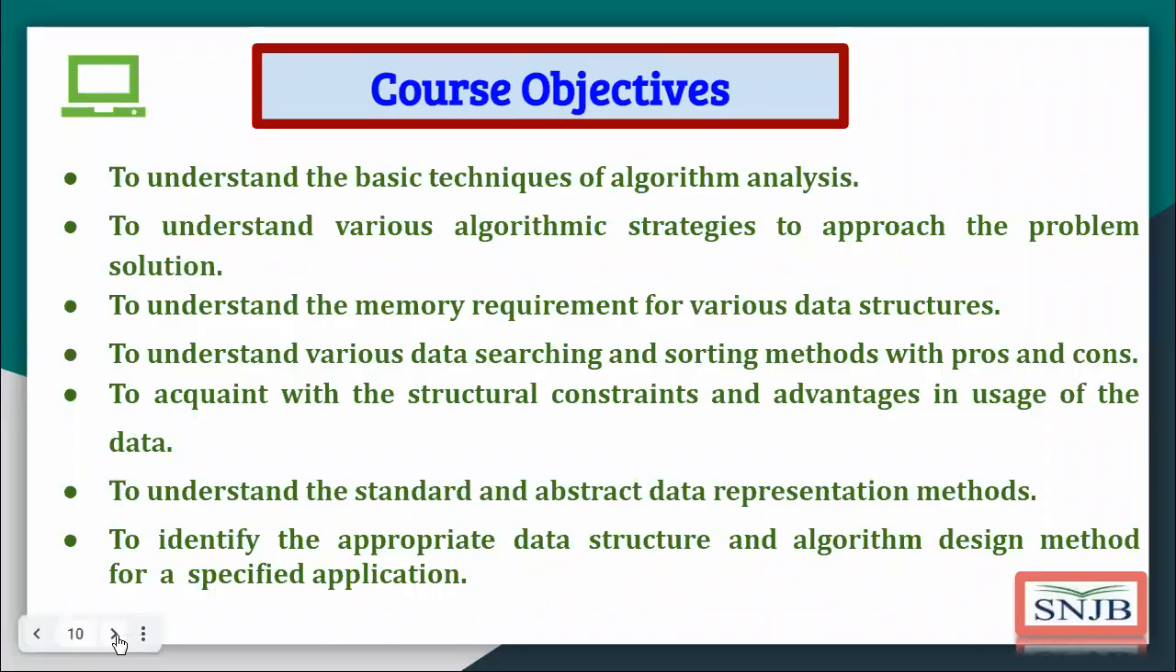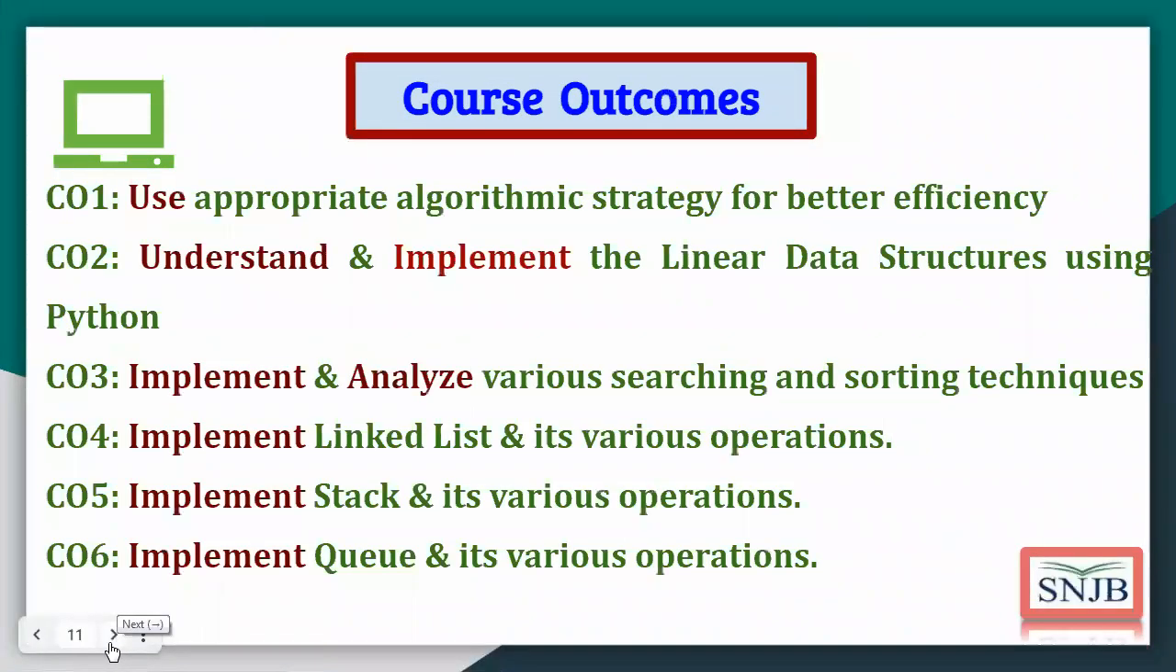Fine. And the next one, these are the course outcomes. So what exactly is the course outcome? Okay, outcome means what the student should gain from this subject. What you have to gain, what knowledge you have adopted from this subject. Okay, this is the concept of course outcome.